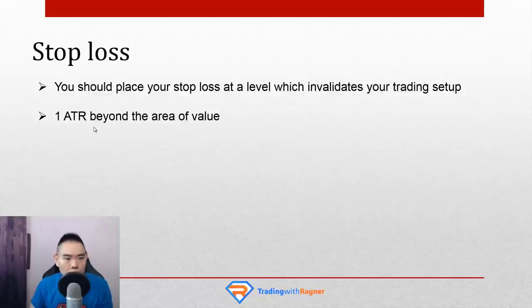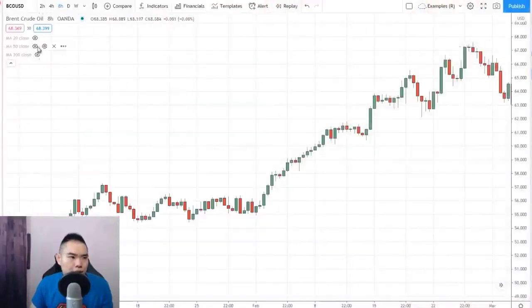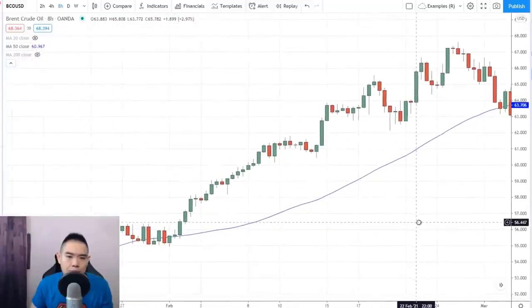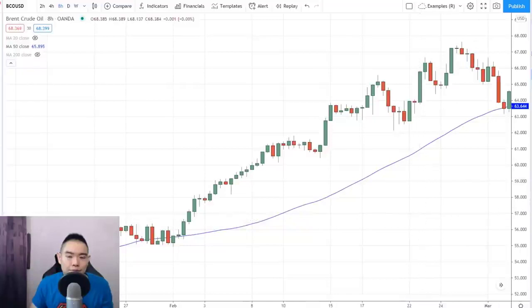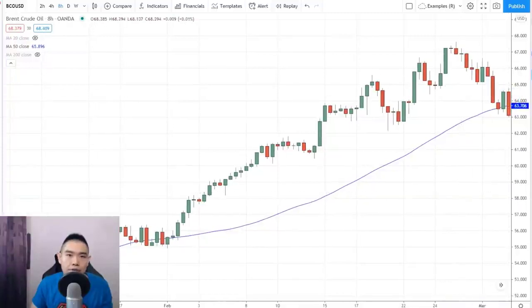So what do I mean by one ATR beyond the area of value? Let's look at the chart, shall we? This is Brent crude oil, 8-hour time frame. Let's say price came into this area of value, this 50 period moving average. Say you want to go long and enter on the next candle open. Maybe you think this is a valid trading setup and you go long at the opening price.